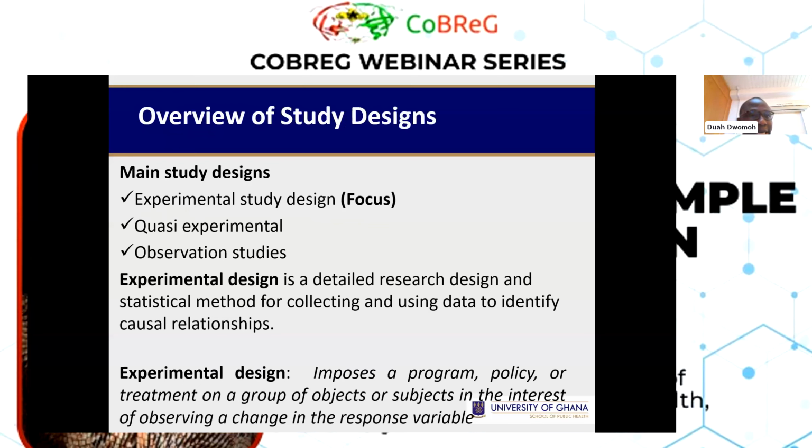Now, technically, we have 3 different types of study design. Experimental study design, that will be the focus of this lecture. Quasi-experimental study design, and then observational study designs. So in the context of quasi-experimental study design, you have your research question, and then your design is based on the fact that you have an intervention group, you have a control group, but there is no random assignment of the intervention.